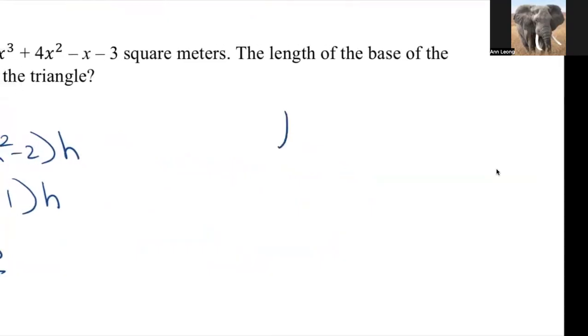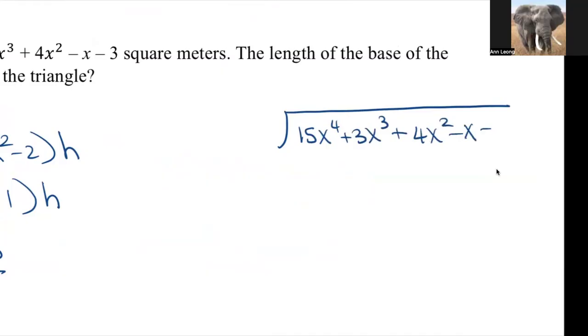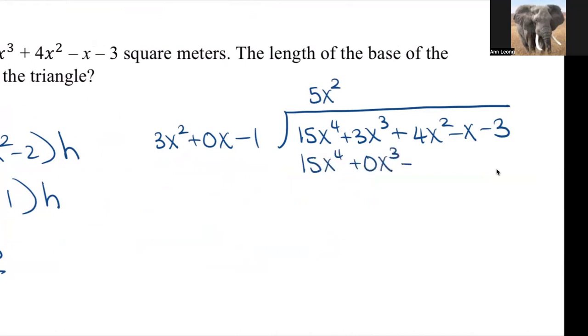All right, so let's do this. Put that whole thing in my long division sign. On the outside here, I'm going to put 3x squared plus 0x minus 1. All right, and then you're ready to roll. It's plus 0x to the 3rd minus 5x squared.